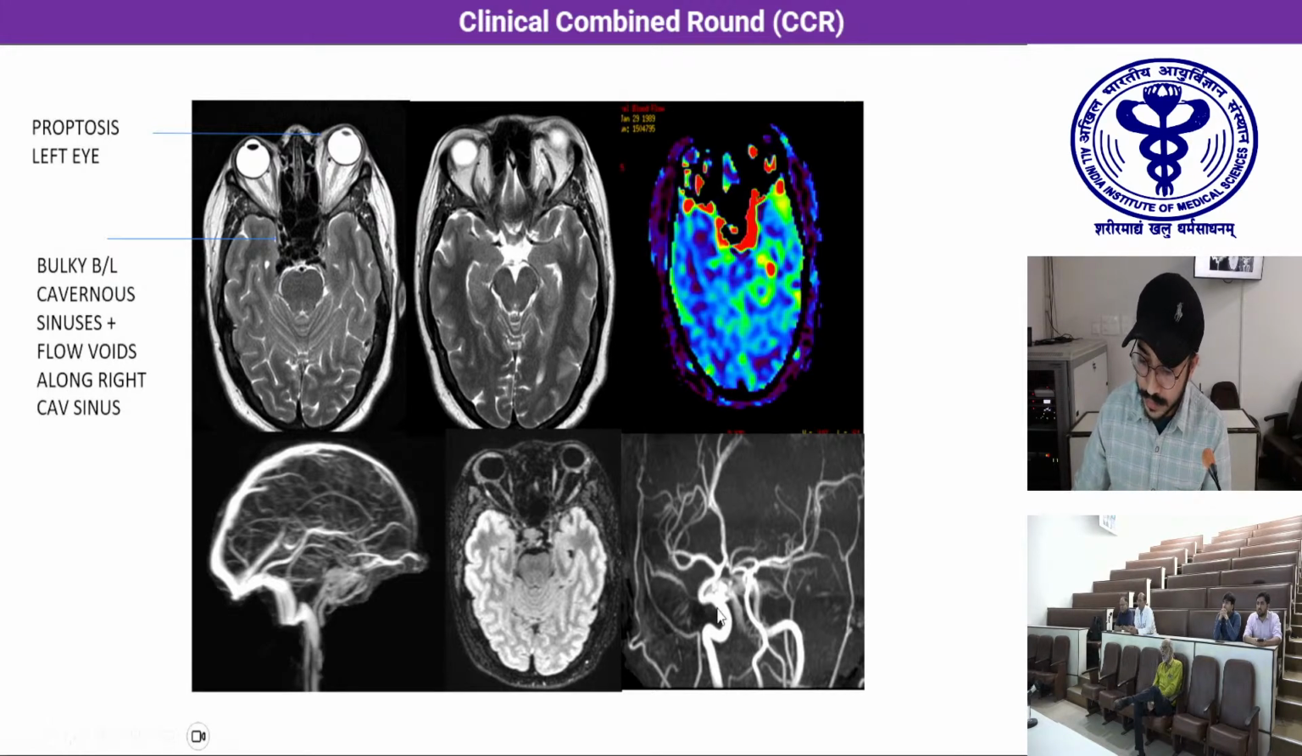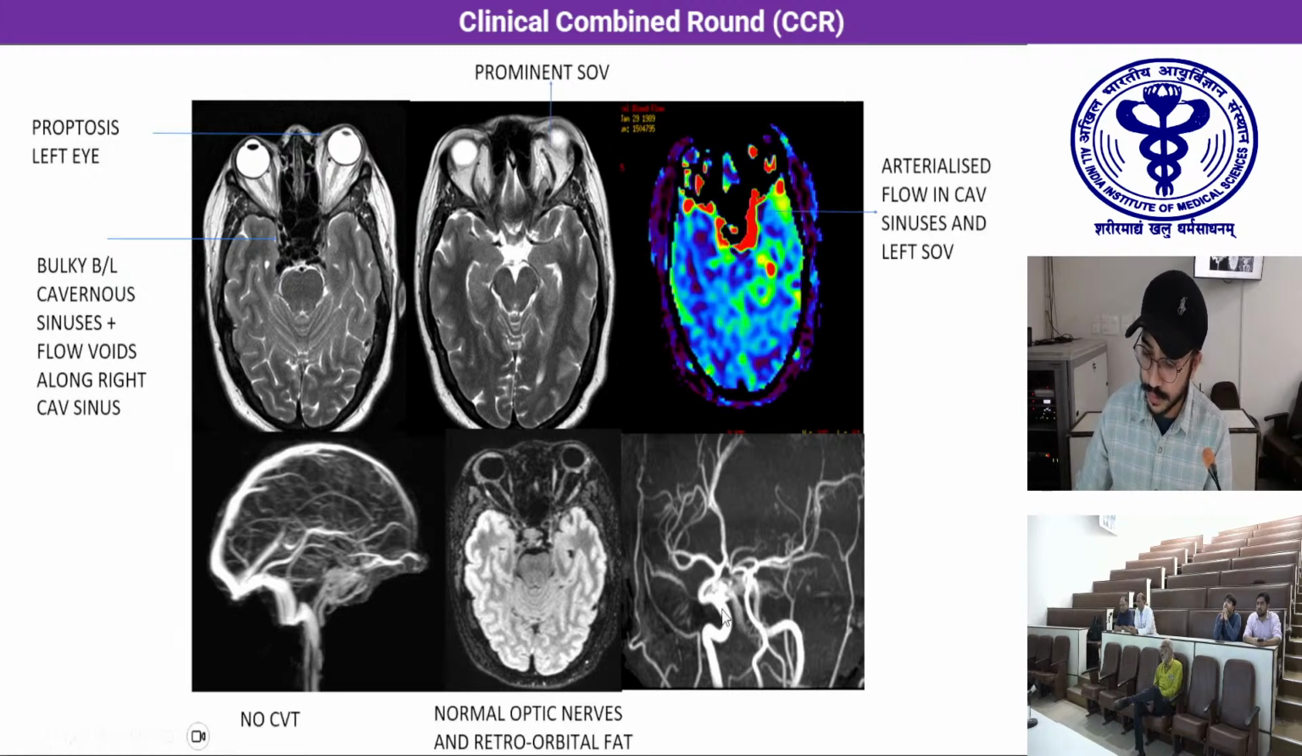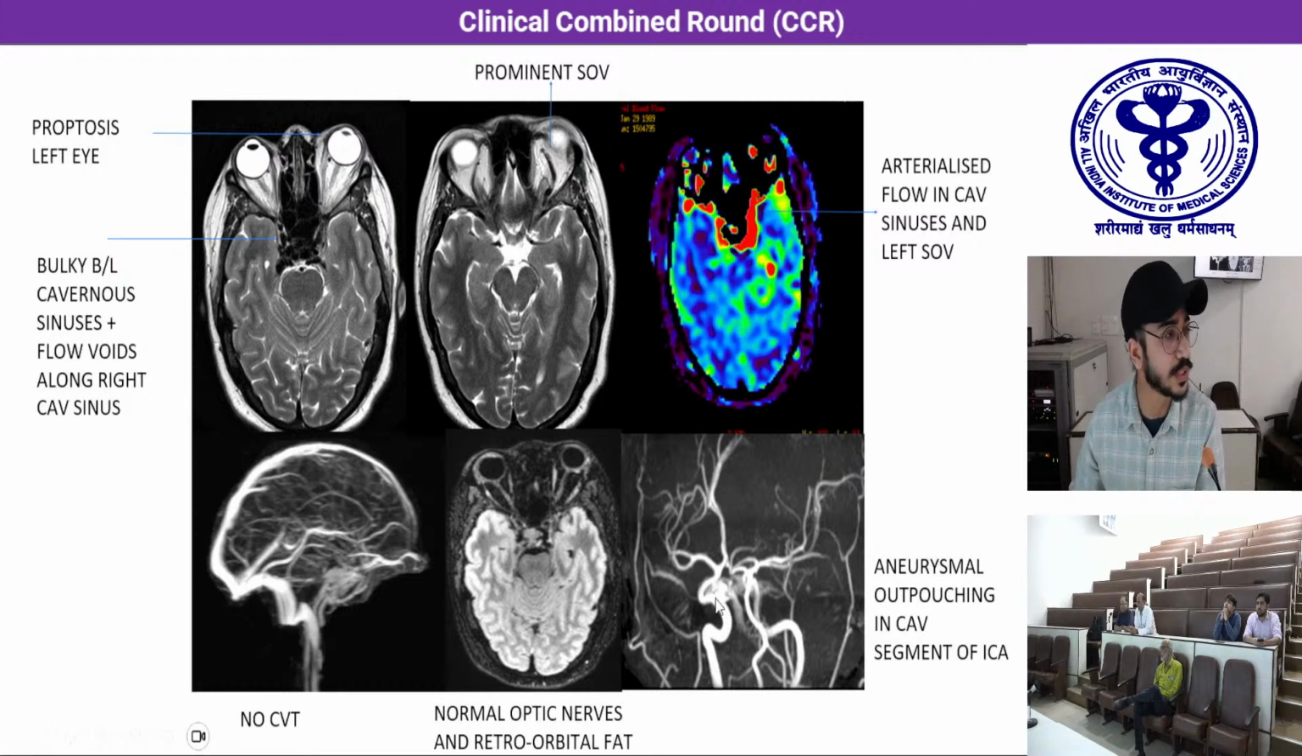On TOF images, another finding, a saccular outpouching of the cavernous ICA, was appreciated. We initially thought it was a cavernous ICA aneurysm which had ruptured into the cavernous sinus, thus leading to formation of a CCF. Interestingly enough, this outpouching is on the right side, while the patient had the symptoms on the left side. Following these MR findings, we did the DSA of the patient in our lab.